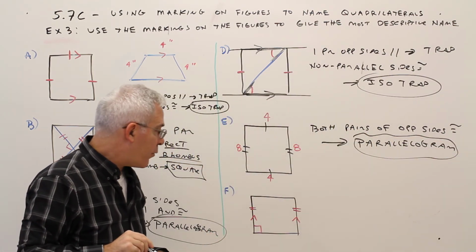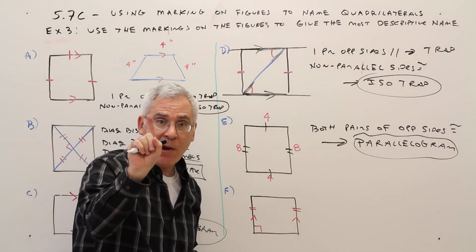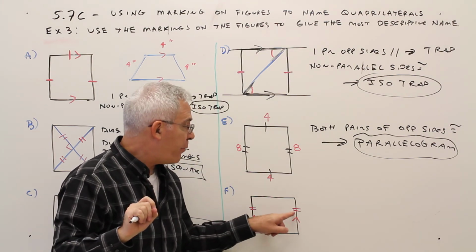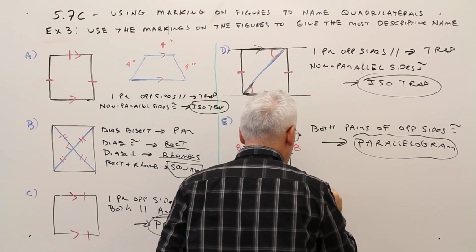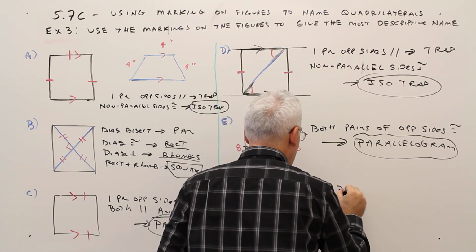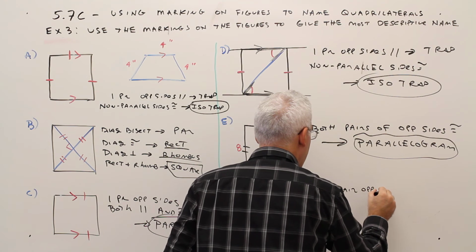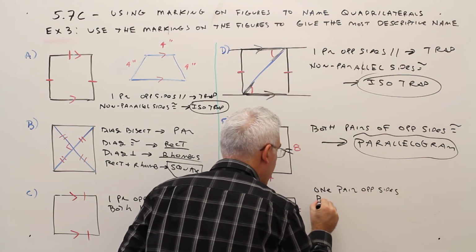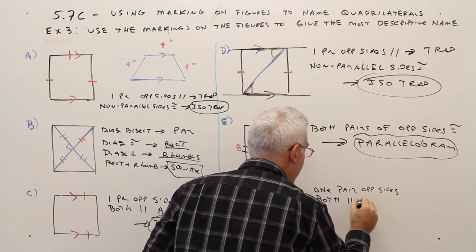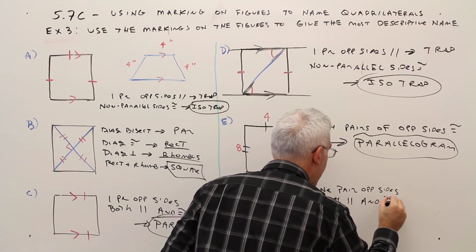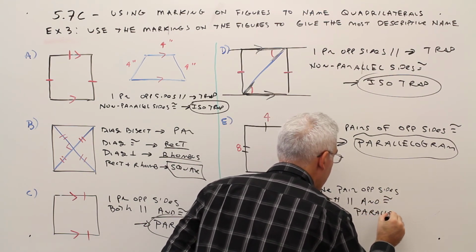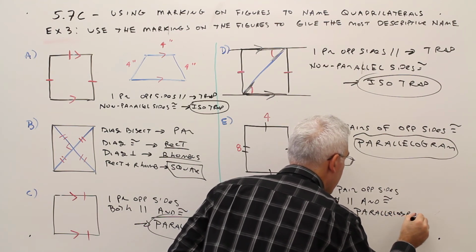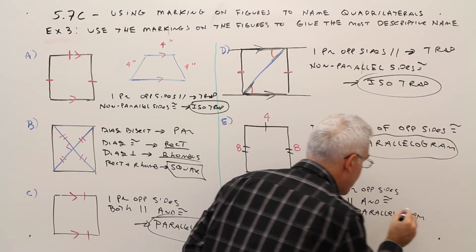Okay, this last one. I've got one pair of opposite sides both parallel and congruent. That's a parallelogram. One pair of opposite sides both parallel and congruent gets me to be a parallelogram. I wish that word wasn't so long.